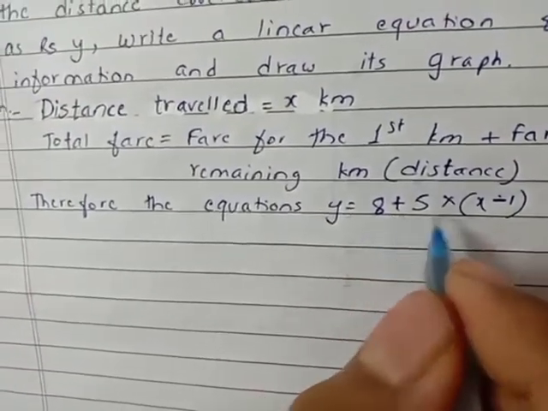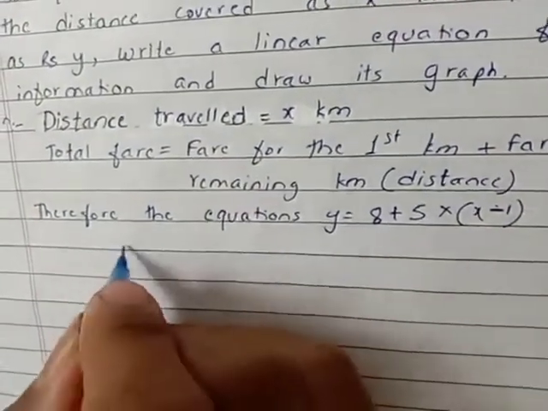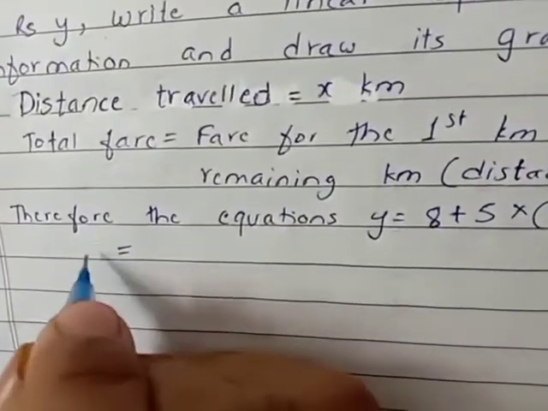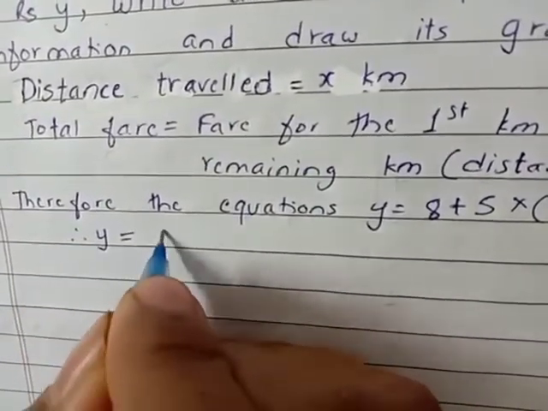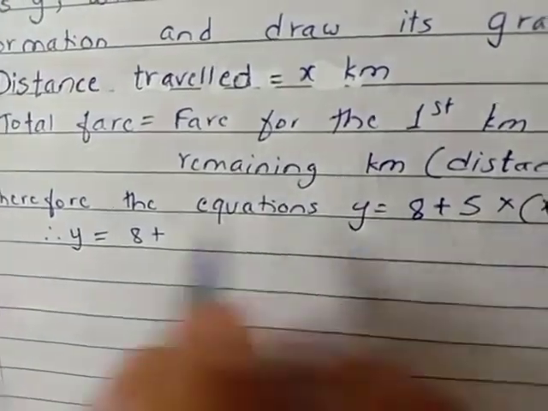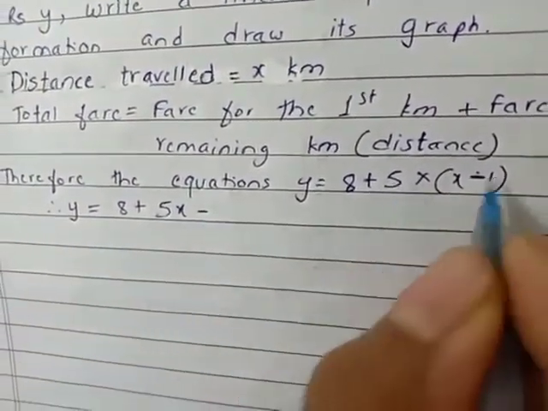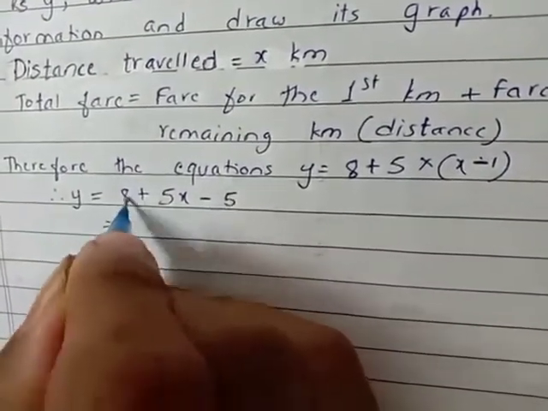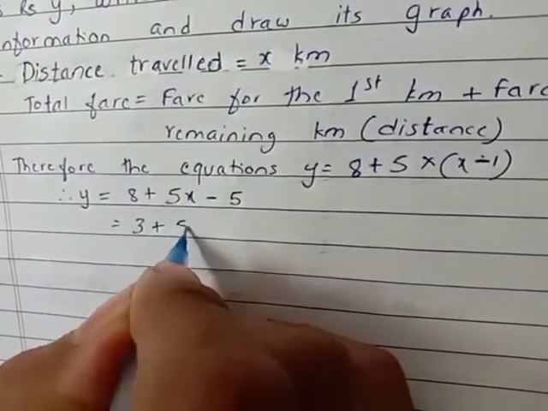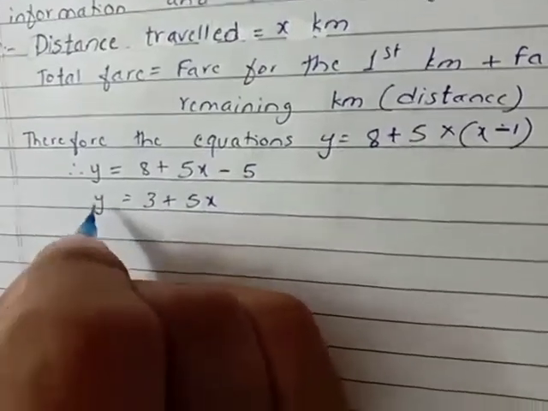So if we solve the equation, what will be the equation? Therefore y equal to 8 plus 5 into x is 5x, and minus 5 into 1, which is minus 5. So now 8 minus 5 is 3 plus 5x. This is the equation form.